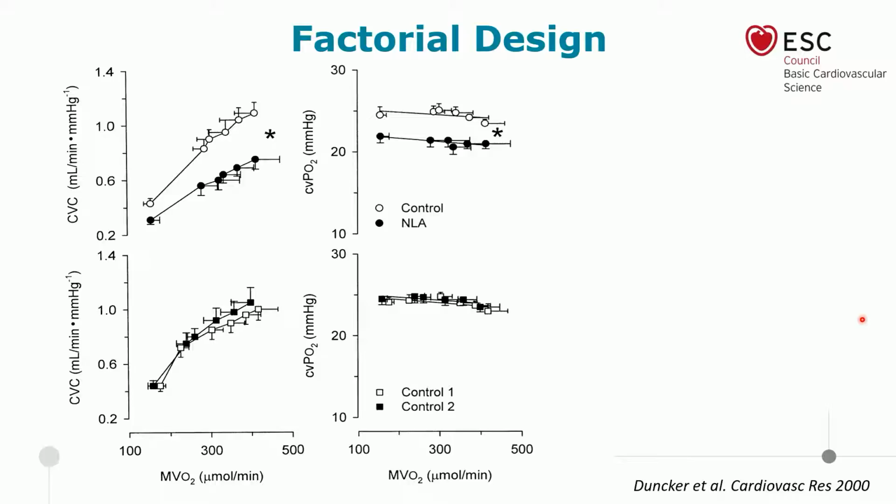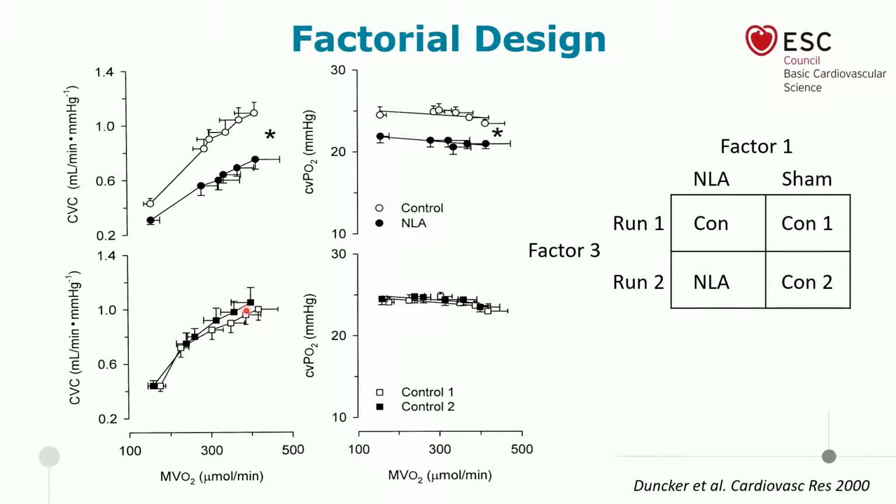But in any event, if you look at this, these are the 2 control runs compared to the nitro-L-arginine run, and here it goes the same for the coronary vascular conductance. You see that the effects of nitro-L-arginine are much larger and there's good reproducibility of these control runs. So we were happy with this.